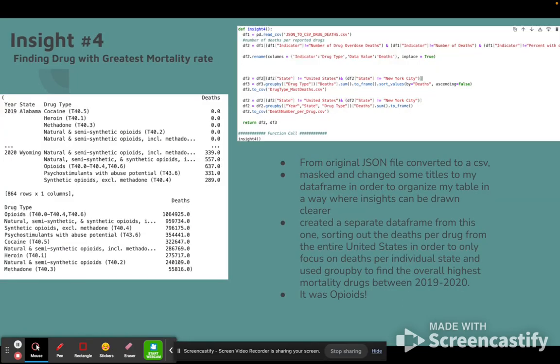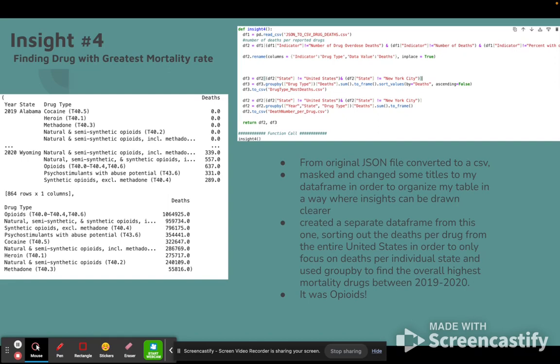For my insight number four, finding the drug with the greatest mortality rate was the goal. From my original JSON file converted to a CSV, I masked and changed some titles in my data frame in order to organize my table in a way where insights can be drawn clearer. I then created a separate data frame from this one, sorting out the deaths per drug from the entire US in order to only focus on deaths per individual state, and used group by on drugs and aggregate sum on deaths to get the overall highest mortality overdose drug between the years 2019 and 2020, which were opioids.